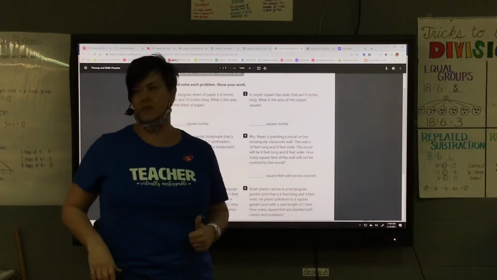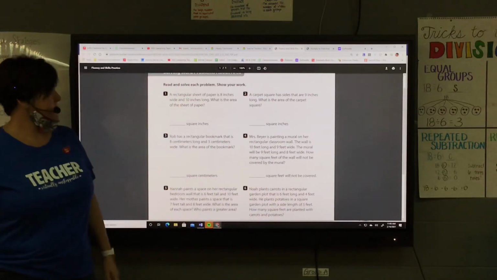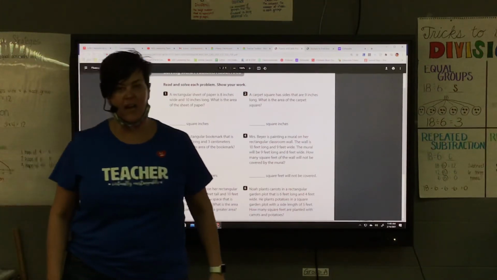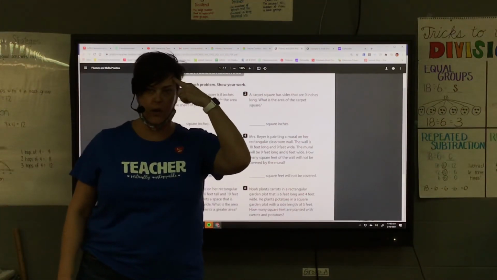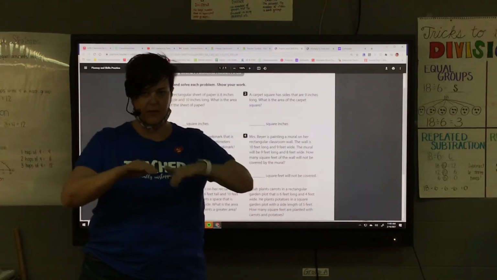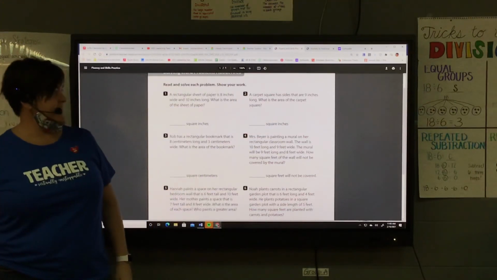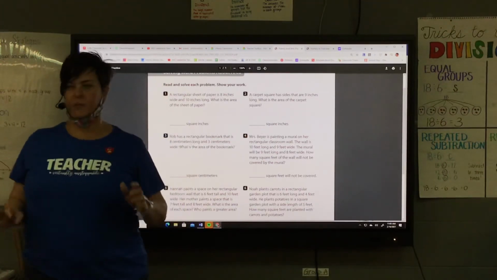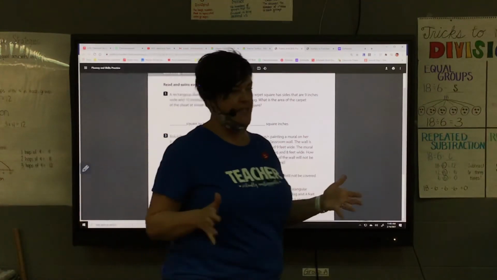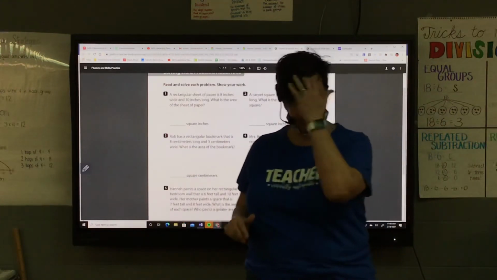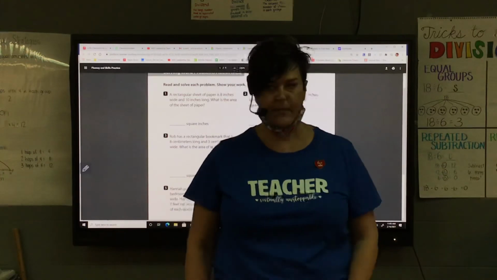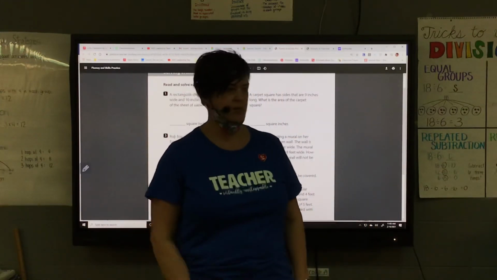This times this. Got it? Yep. Look over it too. A carpet square, think about what you already know about a square, has sides that are 9 inches long. What would be the equation that you would write? Write it down. The equation that you would write for problem 2. Then set your pencil down again. Gonna be up, down, up, down, up, down with your pencil.